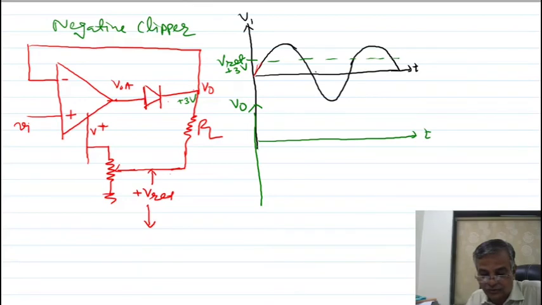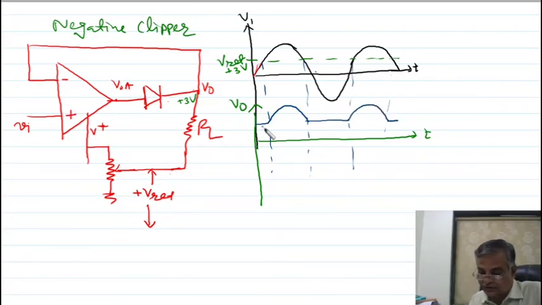I can show my reference voltage will be like this. See here, this is a reference voltage. Then you will get this waveform, then reference voltage, then again the waveform. During this time the diode does not conduct. You can easily understand this voltage is less than this voltage, so it does not conduct.